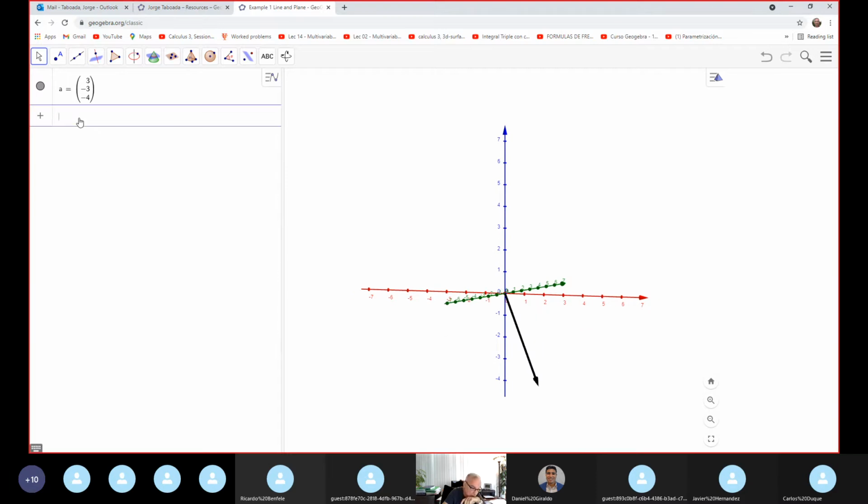And the vector B, que es the direction vector, no? Is equal to parenthesis. GeoGebra understands que es a vector because I use a lowercase letter. Si I use a capital letter, entonces GeoGebra understands que es a point. 2, negative 1, 8, no? 8.